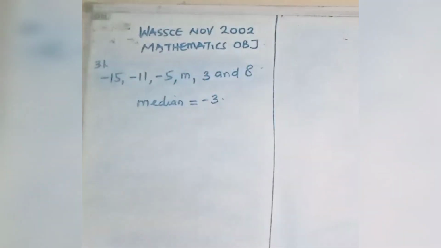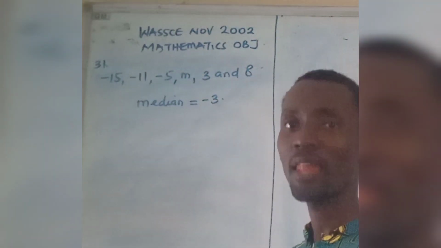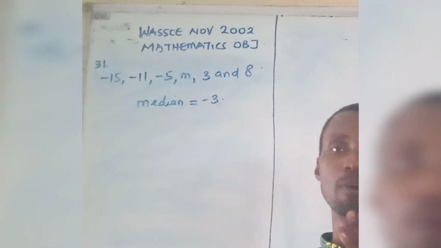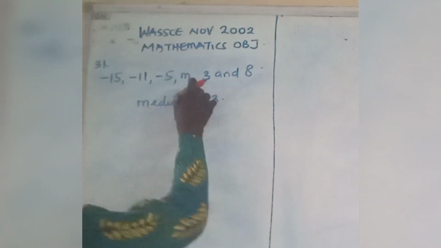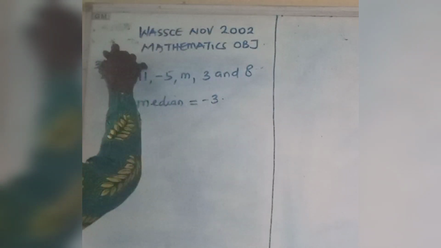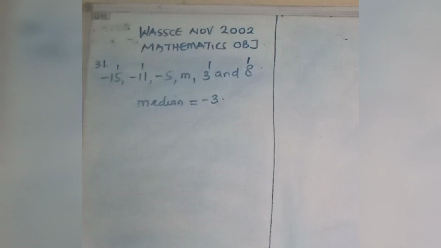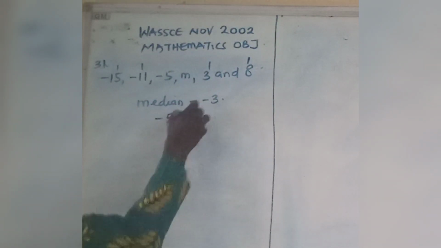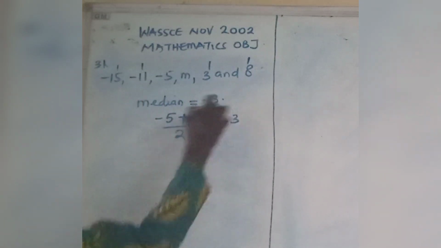It means you need to count how many terms you have here: 1, 2, 3, 4, 5, 6. Now, we know that in statistics, if the number of terms is even, what you should do is add the middle terms. So if you look at this, it is 1, 1, 2, 2. So we'll take the middle ones, -5 plus m, and divide by 2. When I do this, I'm going to get -3.